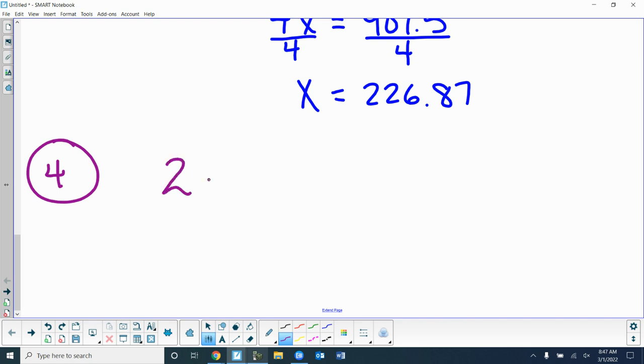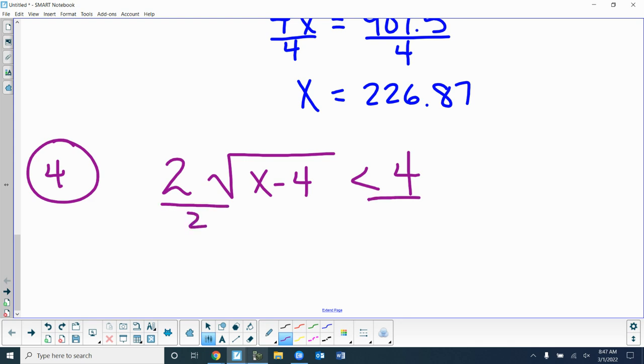Is the radical part isolated? No. So we do this just like if it was equals. So how do I move that 2 over? Divide. Yeah, you got to divide it. Okay, so that's the problem right now.